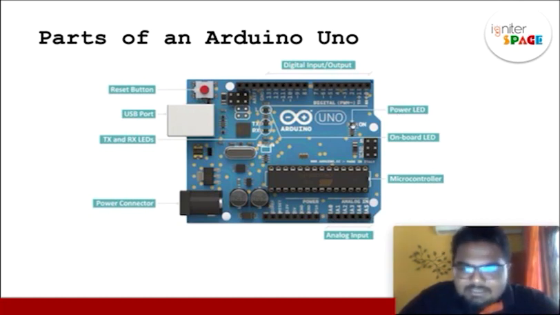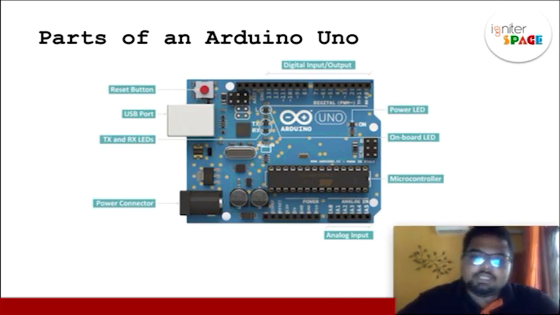There is a power LED and an on-board LED, and you have the microcontroller chip. In the Arduino Uno we call it the Atmega chip. So these are the main parts. There are no onboard sensors in an Arduino Uno like the micro:bit. The micro:bit has a few onboard sensors, but the Arduino Uno doesn't. So you need to plug in different sensors like an ultrasonic sensor or whatever it is.